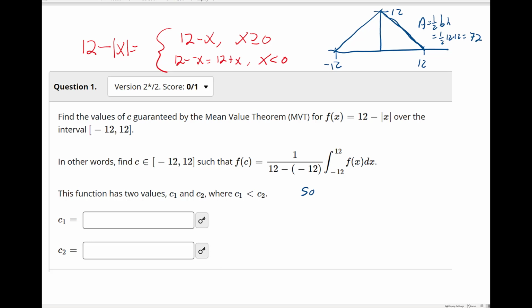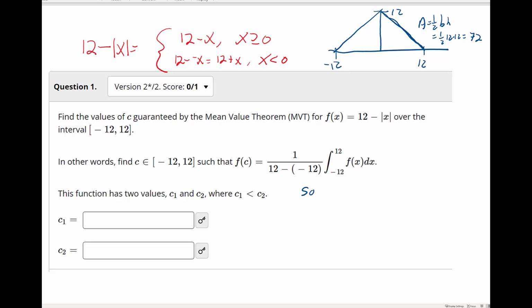For x being greater than or equal to 0, 12 minus the absolute value of x is 12 minus x, because the absolute value of x just behaves as x. However, for x being less than 0, the absolute value of x is the opposite of what x is, and so you get 12 minus negative x, or 12 plus x. So we're going to look at this in two different places.